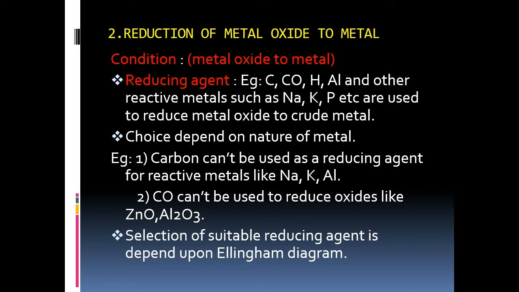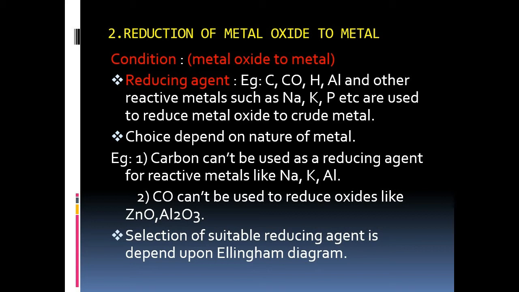Here, if we want to convert metal oxide to metal, we have to use some reducing agent. The reducing agents we can use in this process are carbon monoxide, hydrogen, aluminum, and some more reactive metals like sodium, potassium, phosphorus, etc. These are the reducing agents we can use to reduce the metal oxide into its crude metal. The choice of reducing agent depends upon the nature of the metal. So based on the metal we have taken, we can choose the reducing agent.